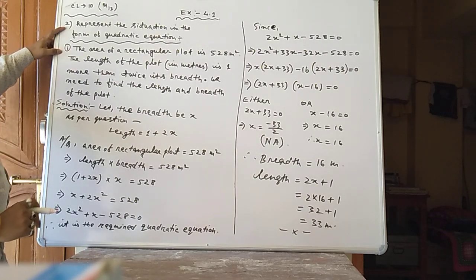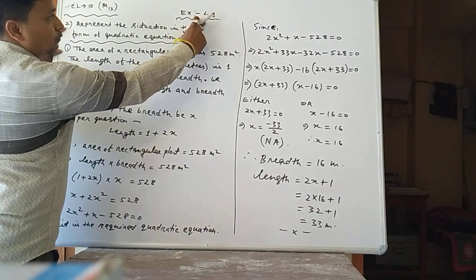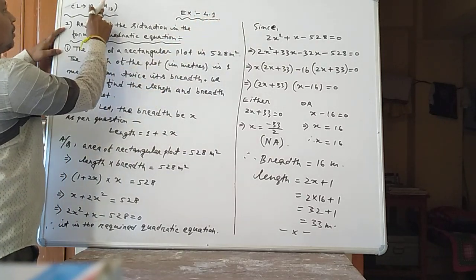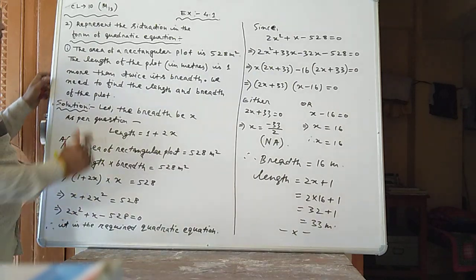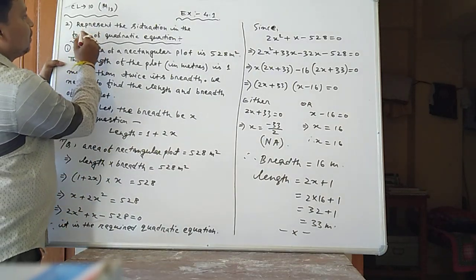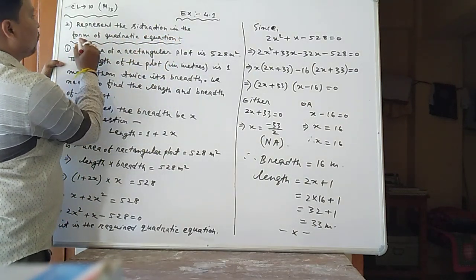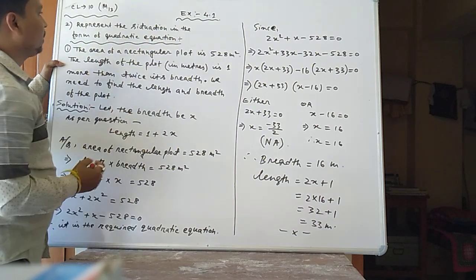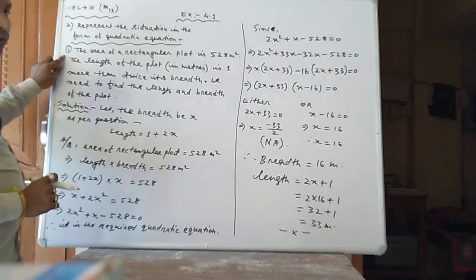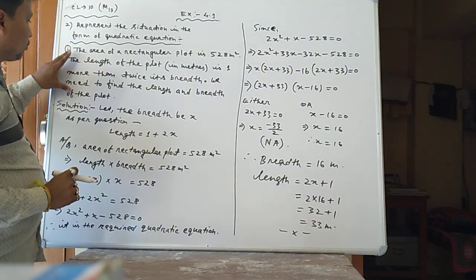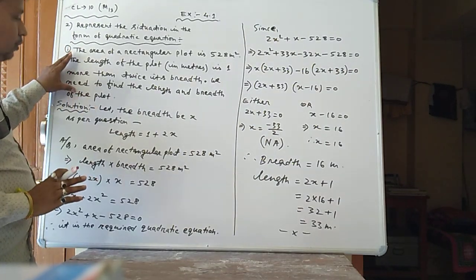Question number 2-1 from exercise 4.1, and it is video number maths 13. Now see, it is written: represent the situation in the form of a quadratic equation. That means whatever situation is given in question number 2-1, you have to represent as a quadratic equation.